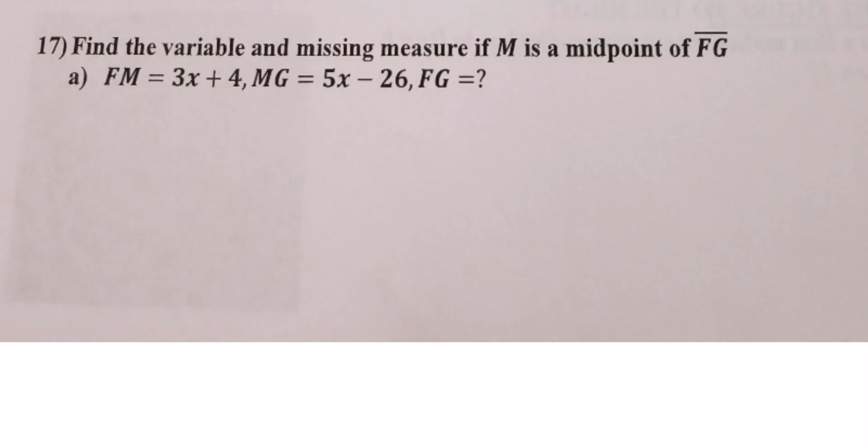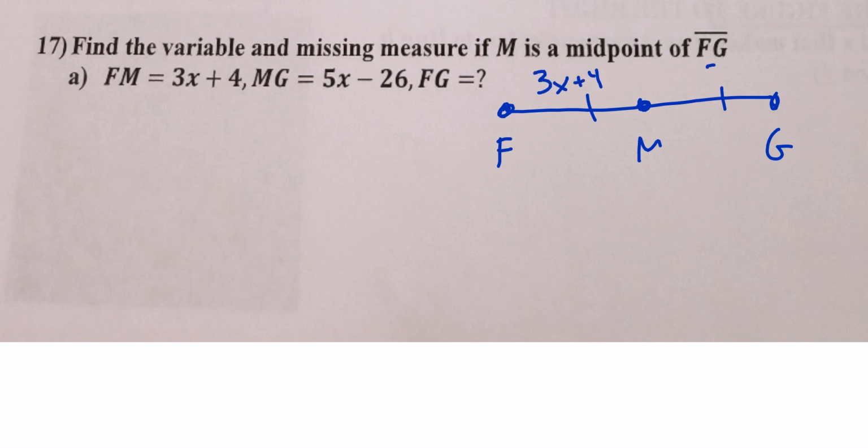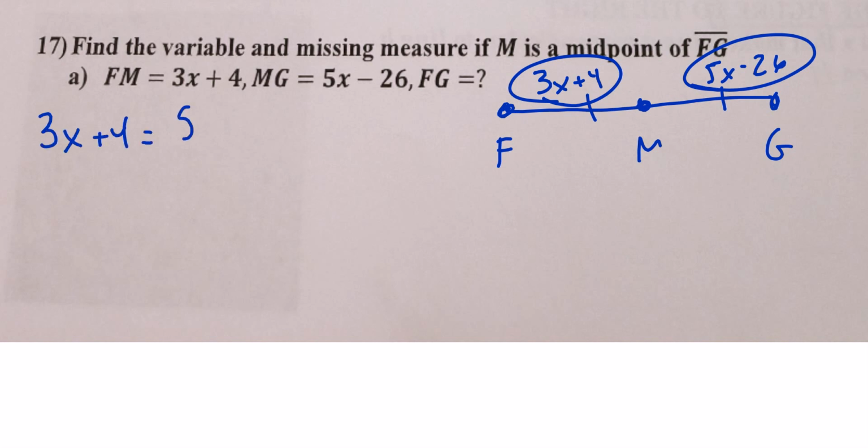Alright, 17. Find the variable and missing measure if M is a midpoint of FG. So I'm going to draw FG just so everybody's on the same page. F and G. I'm going to put M in the middle. I have 3x plus 4. I have 5x minus 26. I don't know the whole thing. I do know this and this are congruent. So I say 3x plus 4 equals 5x minus 26. I move the 3x over, so I get 4 equals 2x. I add 26 to both sides.